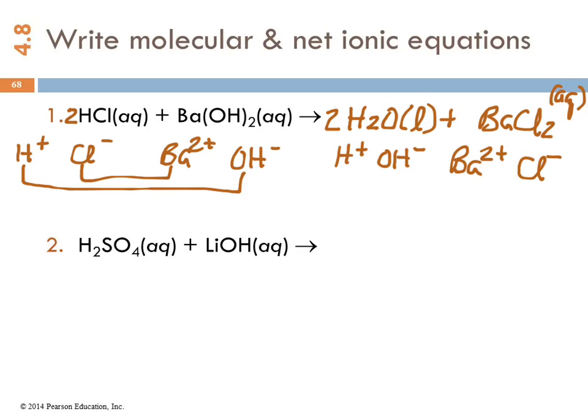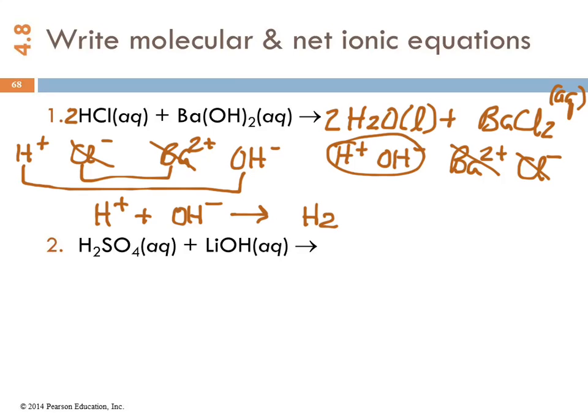Now when we're crossing out spectators, can we cross out H plus and OH minus? No, because these make a liquid. So those guys are together. But these guys are ionized. These are aqueous. So we've got the barium that didn't change and the chloride that didn't change. And what's left is H plus and OH minus going to H2O. And yes, this would have 2's in front of it because there's 2 H's and 2 OH's and 2 waters. But do we need that for a balanced equation? What if we divided everything by 2? Is that balanced without the 2's? Yeah, it is.